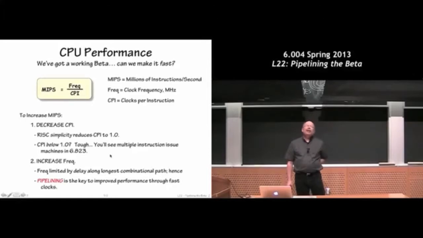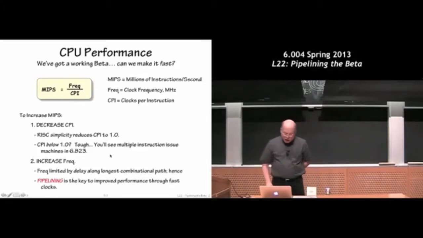So multiple issue is alive and well, but it reached sort of a plateau, and after that, the way we get more performance is simply having many CPUs run in parallel. We'll talk about the architectures for doing that after we finish the pipelining. So a week from today, we'll be talking about that.